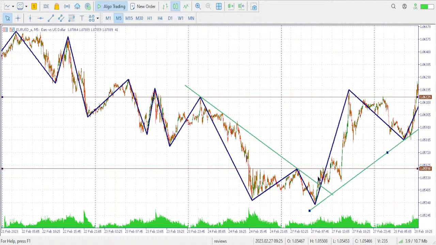So after this breakout, just take a very good lot size. Ensure your stop loss is somewhere here. The first one is here. The second one, this one. Have your stop loss below the low of this candle.